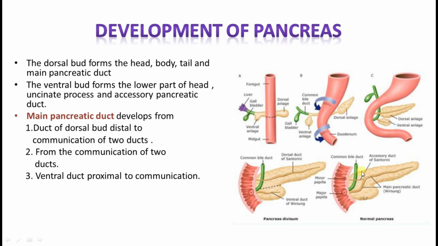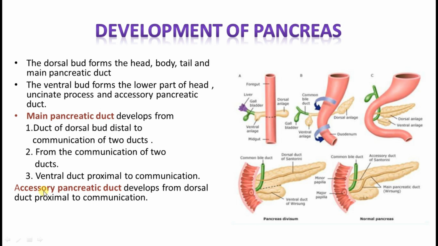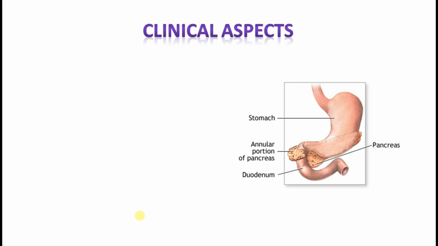The accessory pancreatic duct, if at all present, mainly develops from the proximal part of the duct of the dorsal bud, that is, from the dorsal duct proximal to the communication. So that forms the accessory pancreatic duct. That is something about the development of the pancreas.